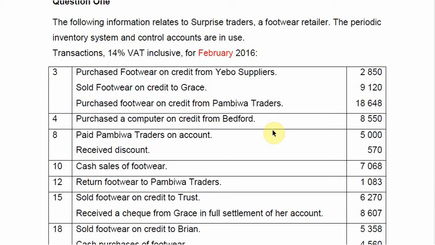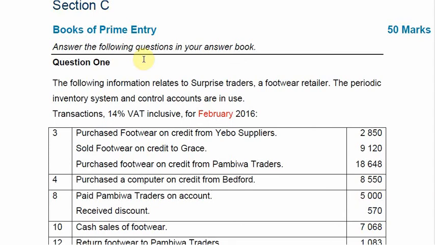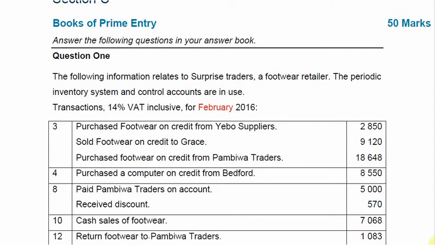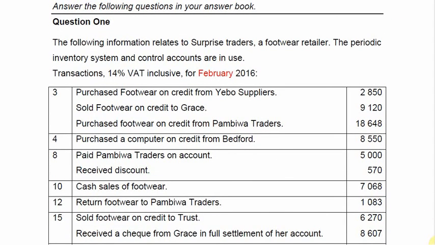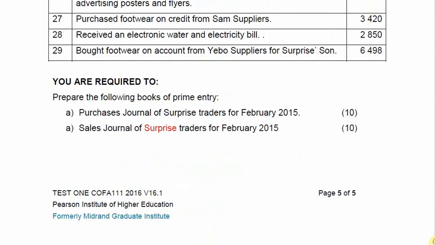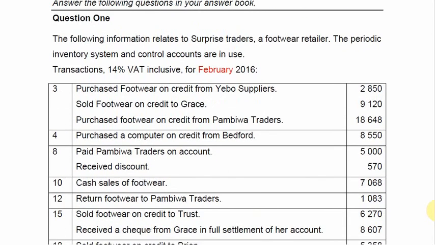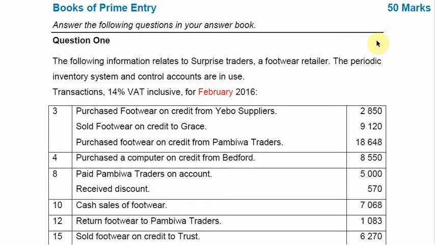Hello students and welcome to this video on journals, also known as books of prime entry. Here I want us to look at a few transactions. If I quickly go to my required part, you will see they ask you in this question to do the purchases journal and the sales journal for this entity. They give you a list of transactions here and the question reads as follows.